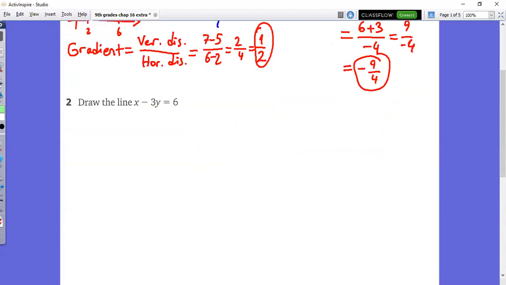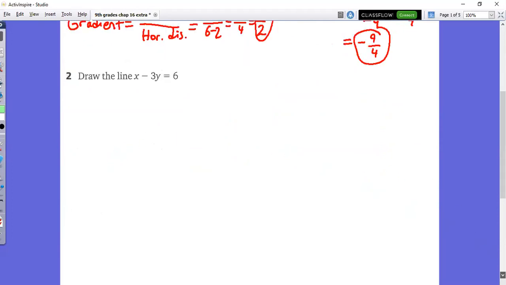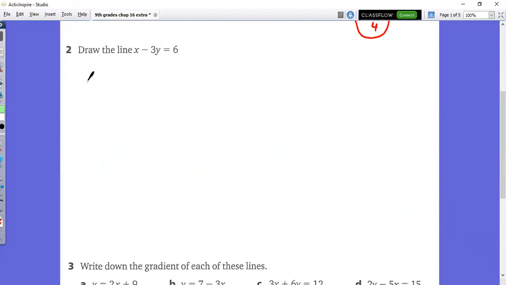Draw the line x minus 3y equals 6. How do we graph a line? We substitute 0 for y and x. x is 0, y is 0. When we substitute 0 for x, we find the y-intercept. When we substitute 0 for y, we find the x-intercept.